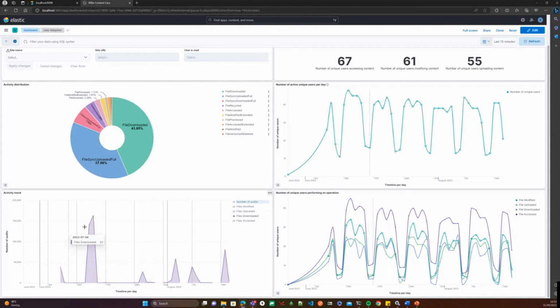The activity trend is telling us that this is probably a number of users that are downloading this high volume of files for a very specific reason. And once again, from a data compliance or security perspective, we might be interested in finding out why this is the case. And that's where the number of unique users performing an operation comes in.